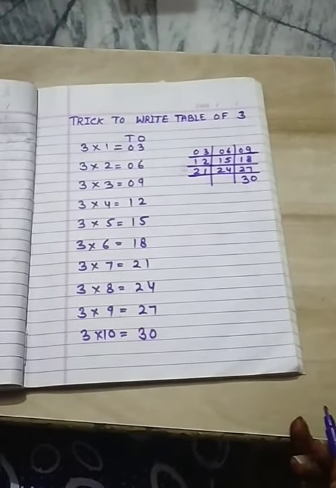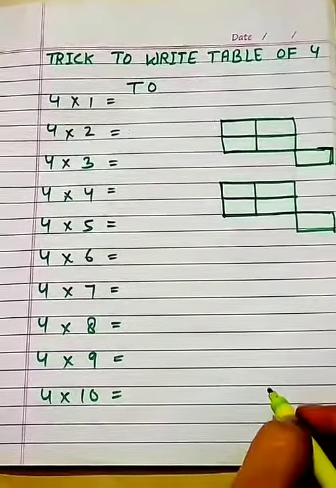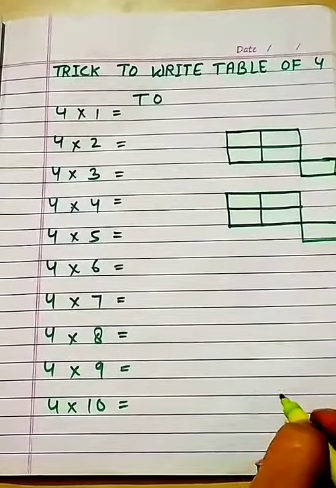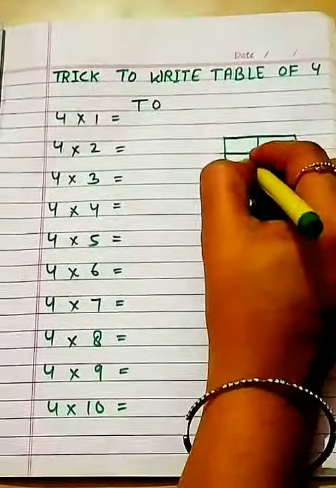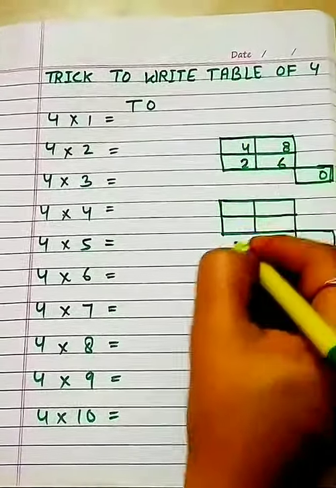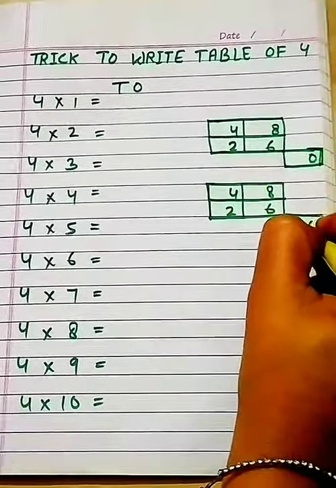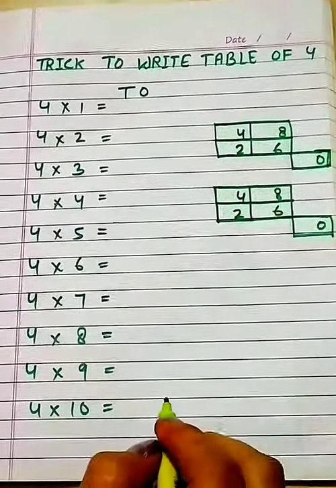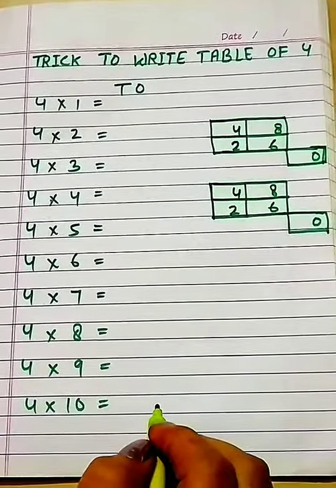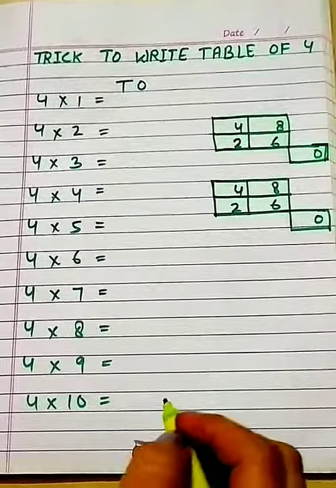Trick to write table of 4. First we will write even number 2 4 6 8 0 2 times in ones place. Then we will write tens place from the top 0 then 1 except last one, then 2 and 3 except last one.